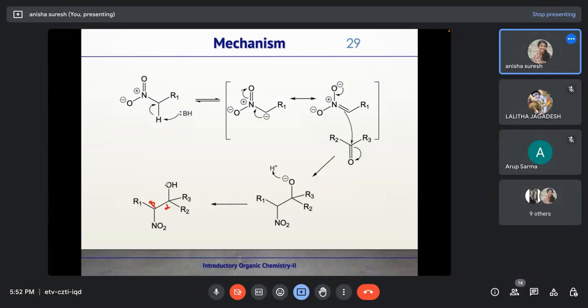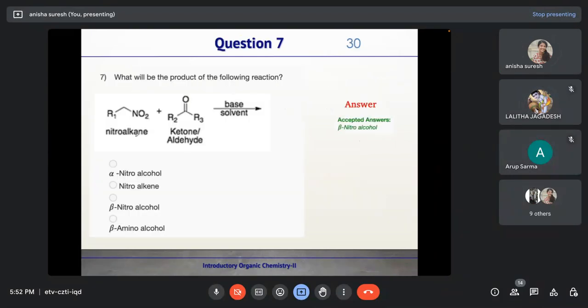Clear? This is known as the Henry reaction. Any doubts? No. Okay. So beta nitroalcohol is the right option.